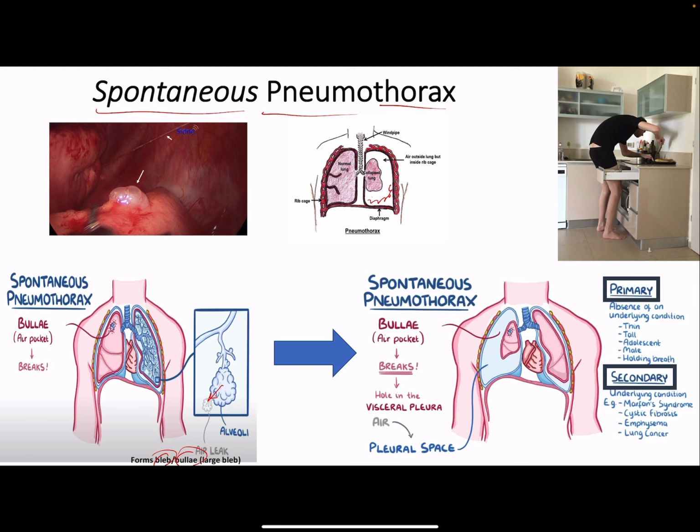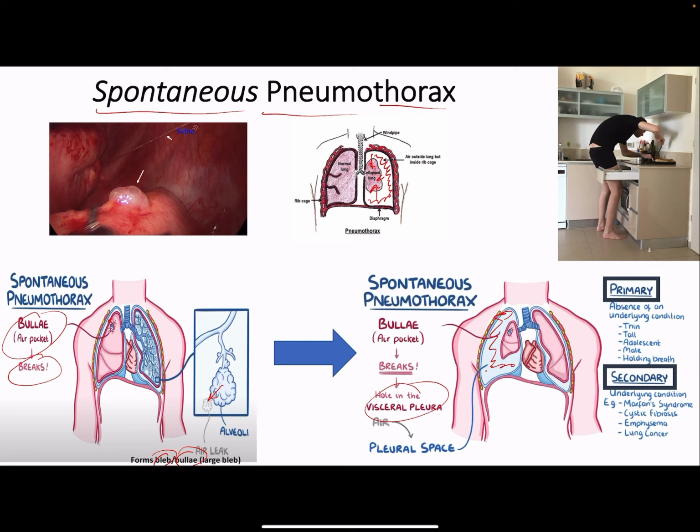And here's just a picture of all of that air in the intrapleural space. It can cause atelectasis, meaning it can collapse the lung. But so we get this bleb. There's a break in the lung lining, and air gets in the intrapleural space. This is the hole in the visceral pleura. Now this buildup of pressure here.